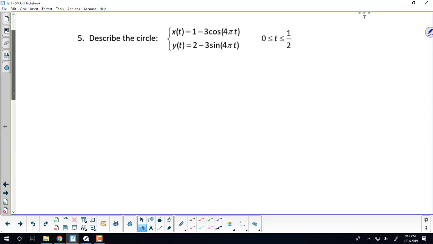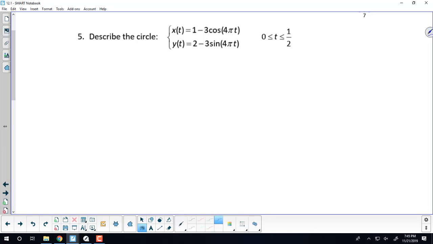All right, it's kind of a similar thing here with the circle. Remember we said that the radius of the circle is the absolute value of A, so it doesn't matter if the number here is negative or not. The radius is 3. The center, we've got our x at 1 and our y at 2.